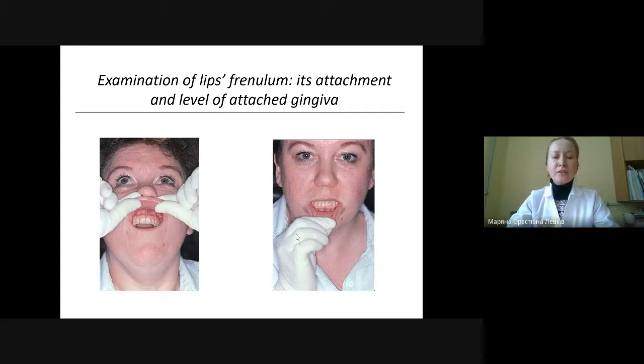Intraoral examination starts from the examination of the vestibule of the oral cavity, and in the vestibule of the oral cavity can be visualized frenulum of upper and lower lips, and gingiva, and of course occlusion. To check frenulum, it's necessary to avert lips. If frenulum is attached not in appropriate position, it can lead to diastema or tremor.